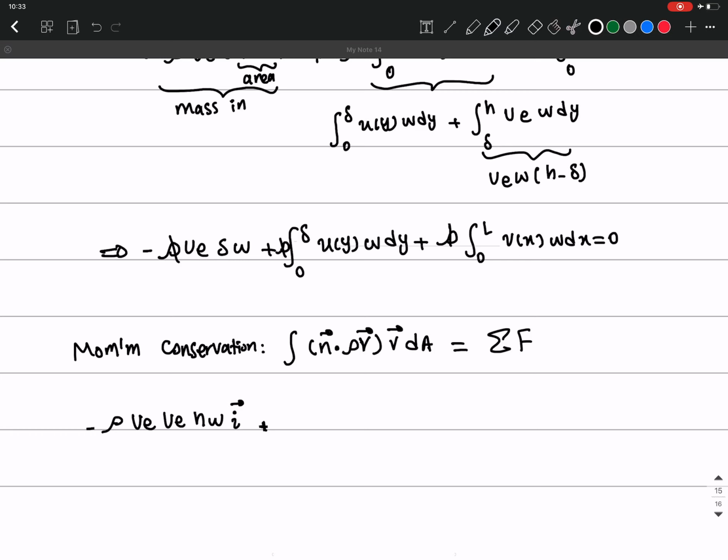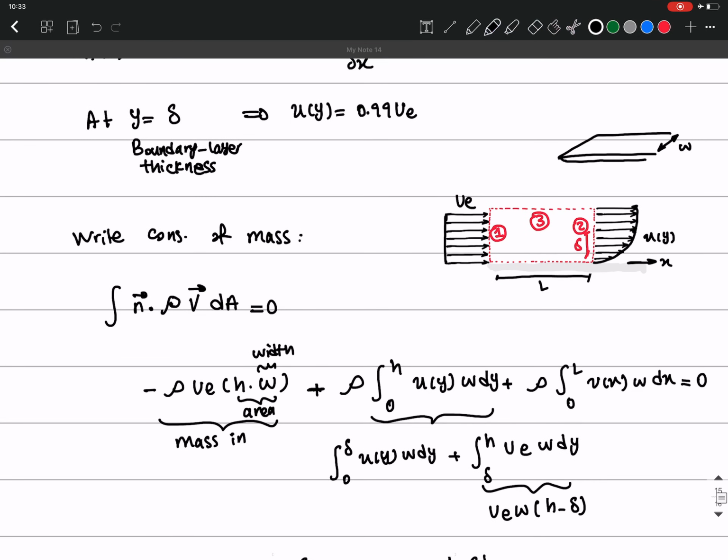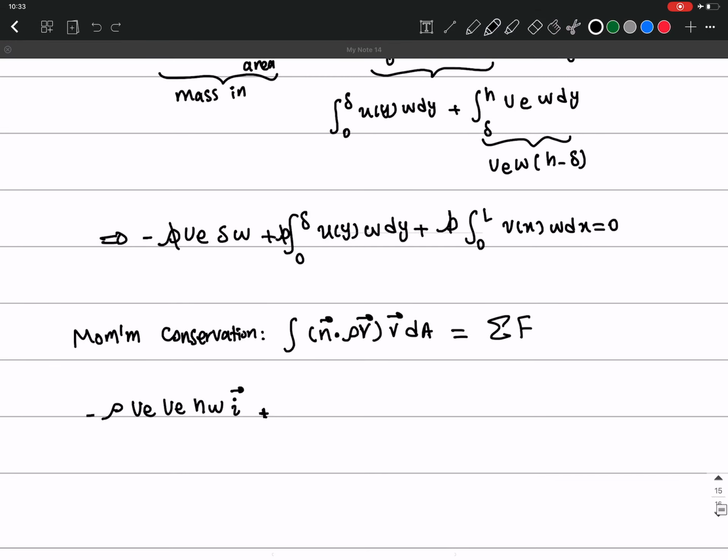And then the second thing is the velocity, momentum that goes out here. So I can just write it down. So I have rho, which is constant. I can take it out of the integral. So I'm going to do it for two parts again, like the previous one. First, 0 to delta of uy in the I direction times w dy.